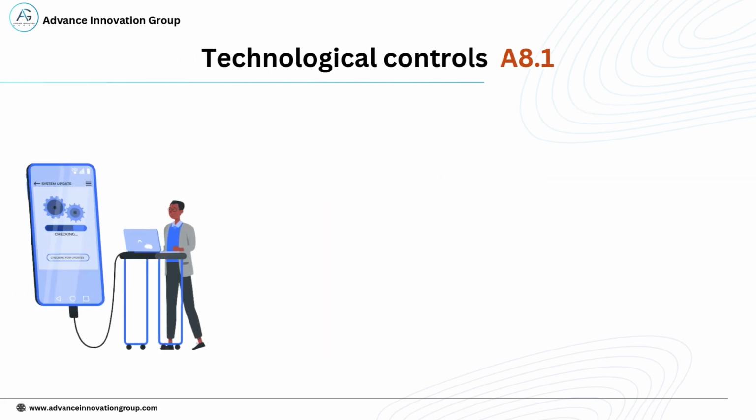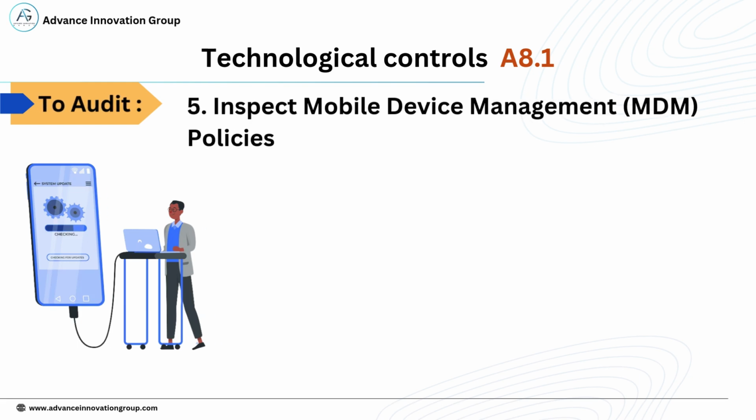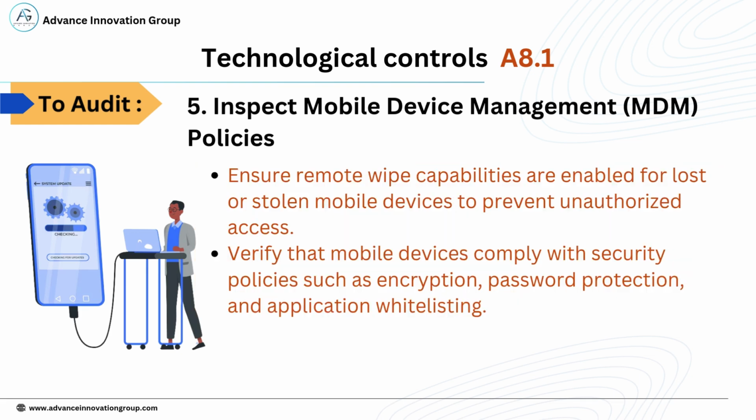Technological controls A8.1. To audit, fifth, inspect mobile device management, MDM, policies. Ensure remote wipe capabilities are enabled for lost or stolen mobile devices to prevent unauthorized access. Verify that mobile devices comply with security policies such as encryption, password protection, and application whitelisting.